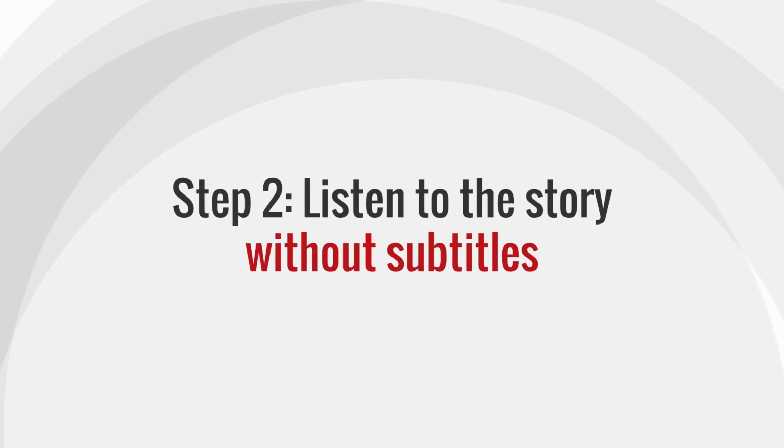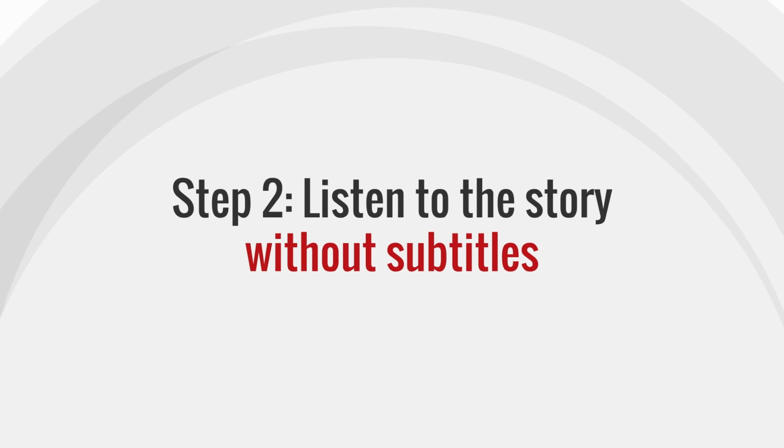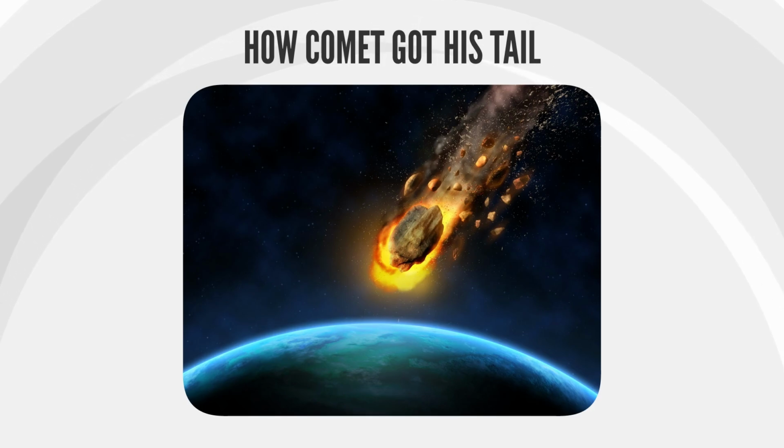Step 2. Listen to the story without subtitles. How Comet got his tail. A solitary rock roamed through the cold gloom of outer space. It slowly drifted through the debris of broken asteroids with a feeling of sadness.